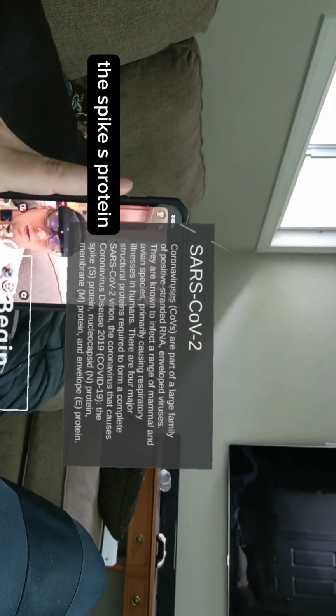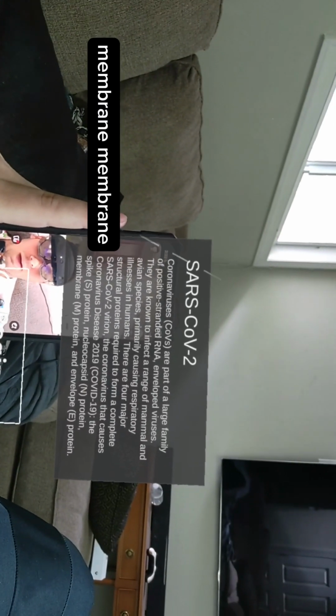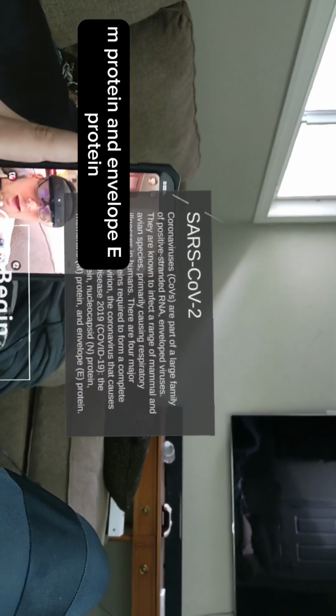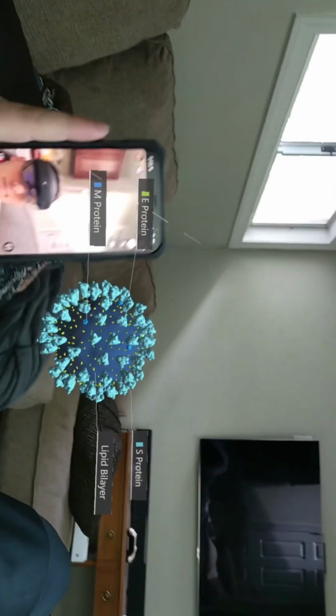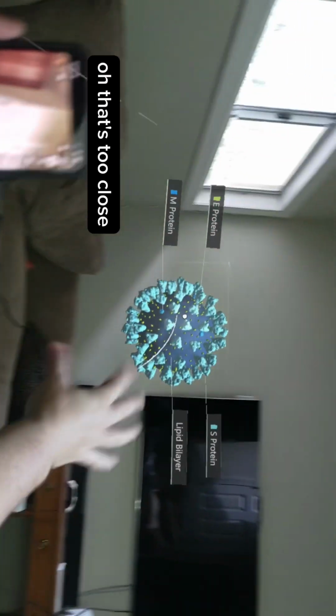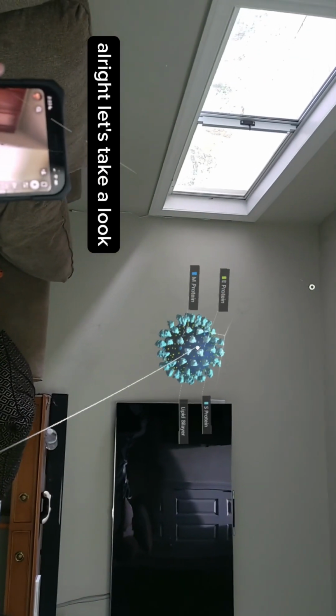the spike S protein, nucleocapsid N protein, membrane M protein, and envelope E protein. Let's begin. Oop, that's too close. There we go. Alright, let's take a look.